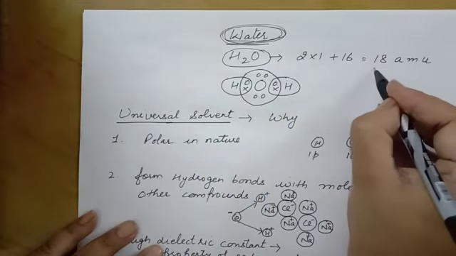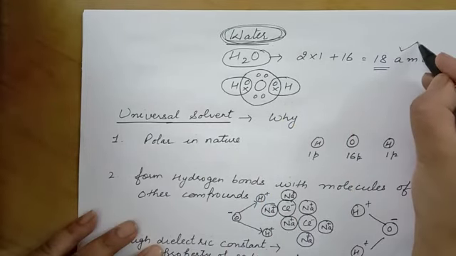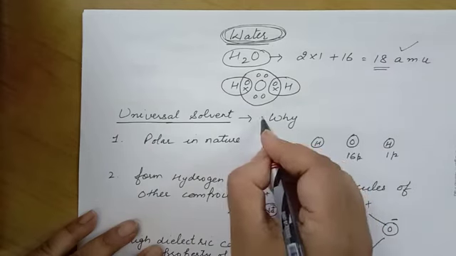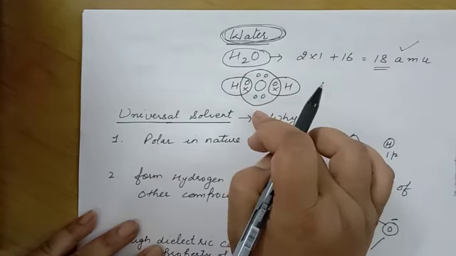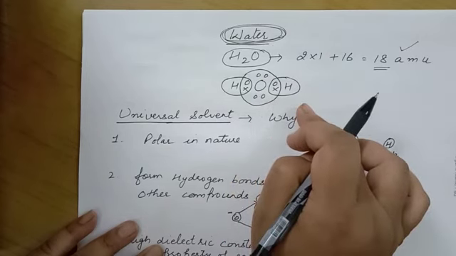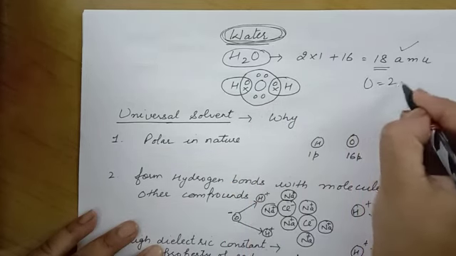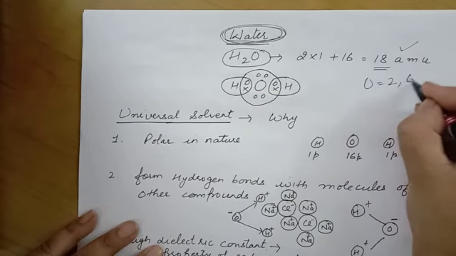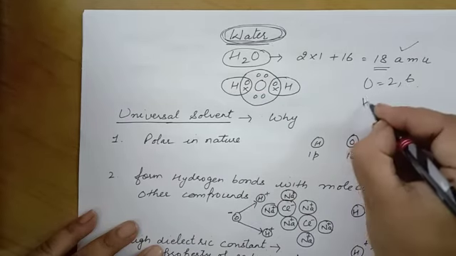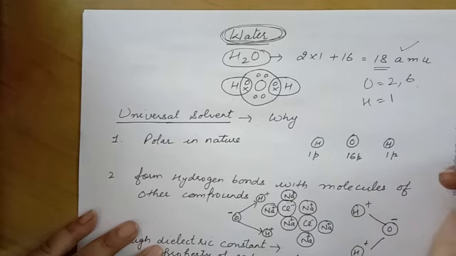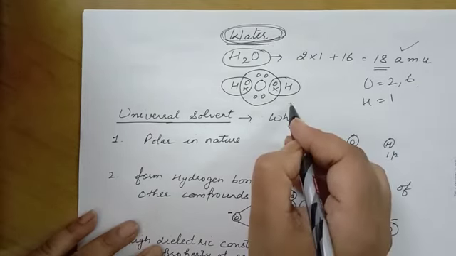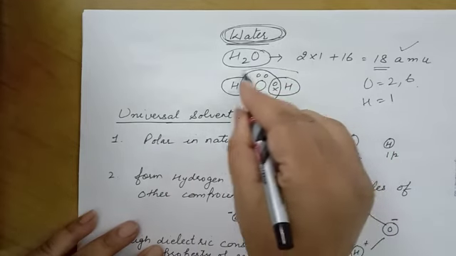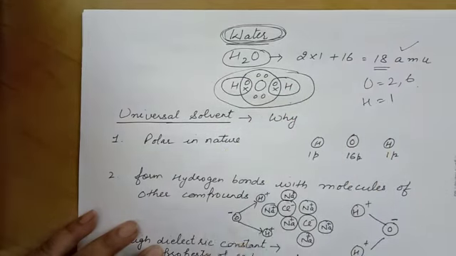Molecular mass 18 atomic mass unit. Bonding: this is oxygen with 6 electrons in the outermost shell and hydrogen with 1 electron. So oxygen needs 2 electrons to become stable, whereas hydrogen needs 1 electron to become stable. So both of them share the electrons and form water as a molecule, covalent bonding.